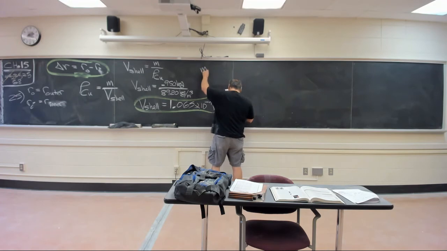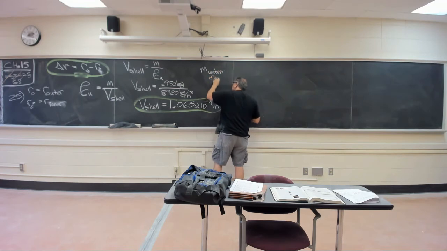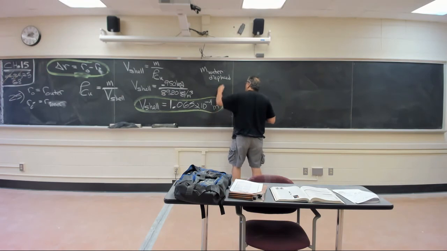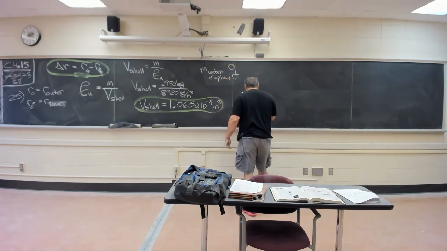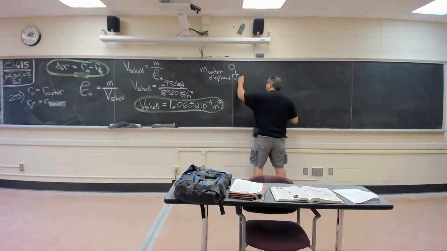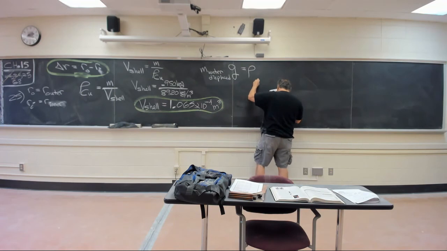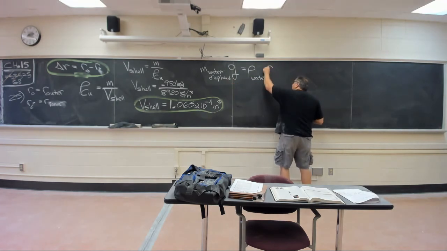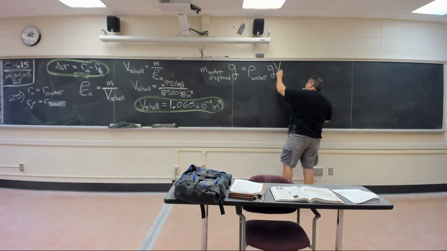Mass of water displaced, that's the amount of water displaced, times G is the buoyant force. And what is that? Well, the mass of the water displaced is the rho of water times G times the volume of the sphere.